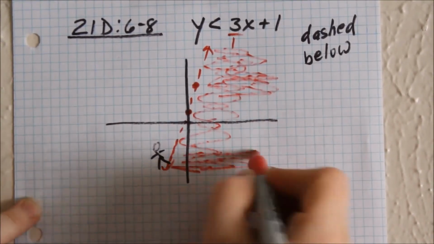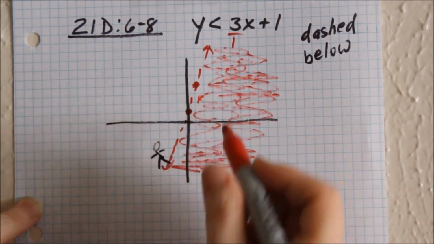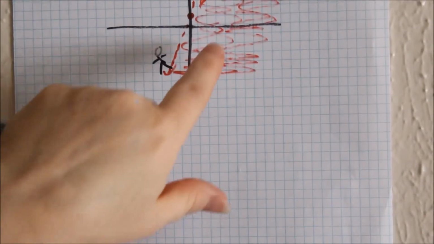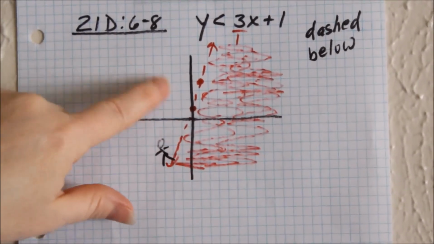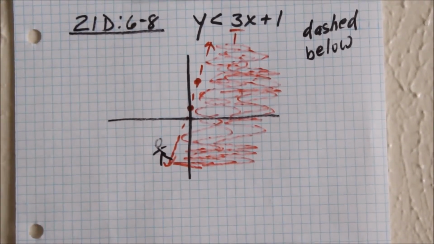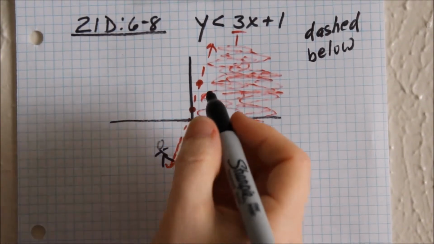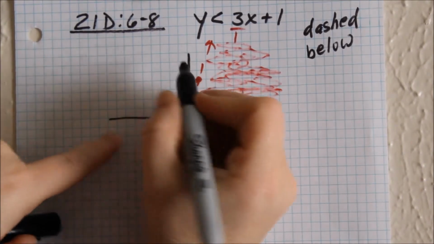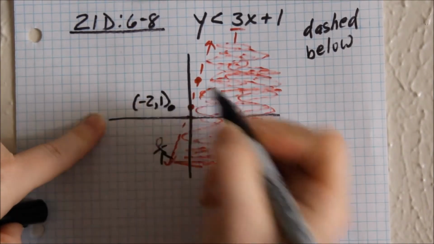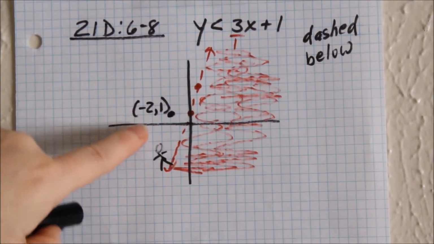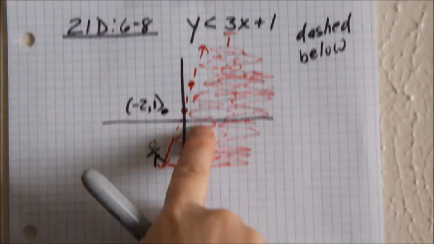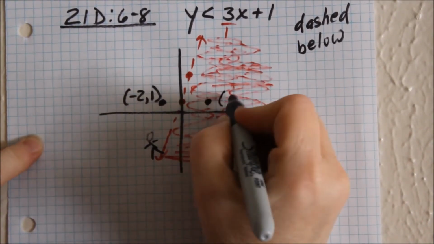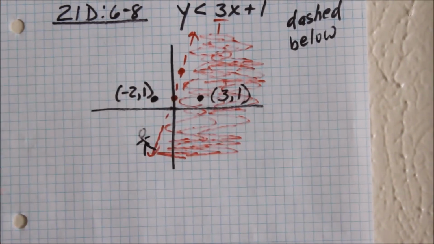Okay, now the next thing that it says on number 6, it says plot 2 points, one on each side of the line. Okay, so I need 1 point in the shaded area, and then I need 1 point in the not shaded area. Alright, so I'm just going to come over here and pick this point, -2, 1. That's in the not shaded area. Then I'm going to come over and pick a point in the shaded area, 1, 2, 3, 1. I'm going to pick this point here that's in the shaded area, 3, 1.